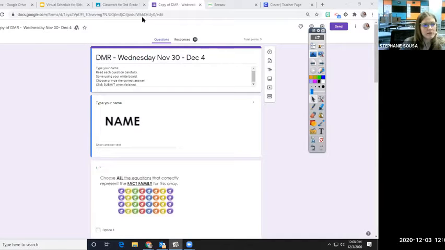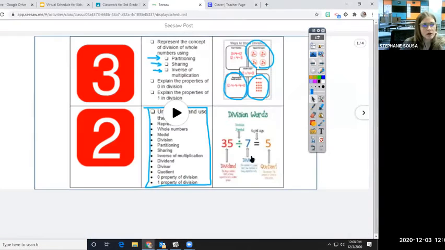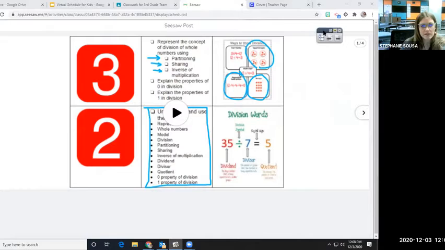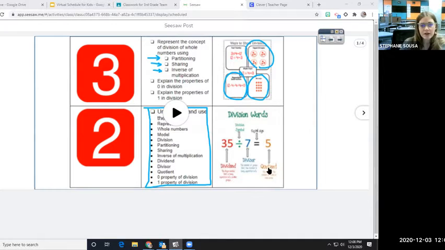Let us get ready to move into continuing on with our division lessons. This lesson today is from yours truly, that's me. And we are going to take a look at our success criteria to start us off. Here is your goal for the day.